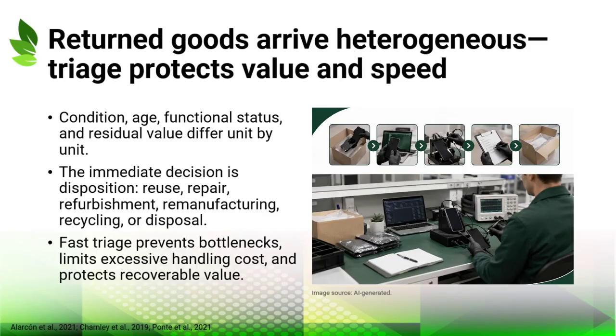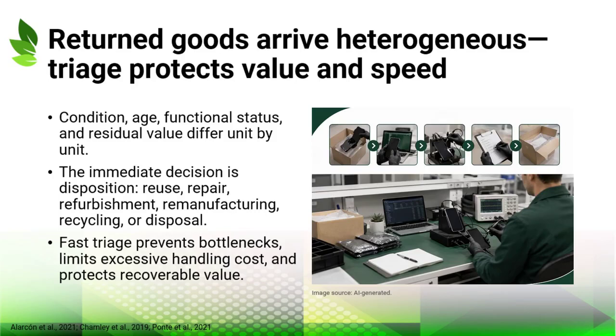Returned goods arrive with very different conditions, and triage protects both value and speed. Some items may be almost ready for resale, while others require repair, disassembly, recycling, or disposal. If all products are treated the same way, firms waste time and money on unnecessary handling. The immediate triage question is disposition. What is the best next step for this unit, given its condition and expected value?